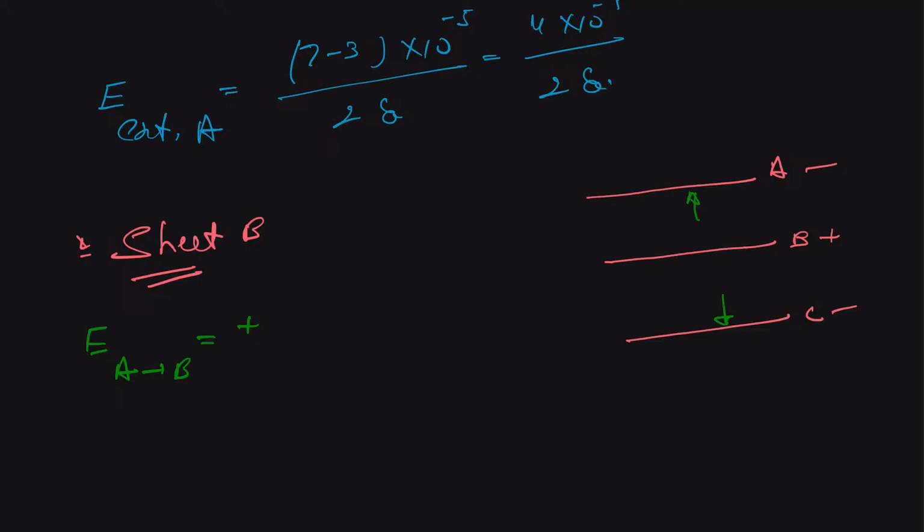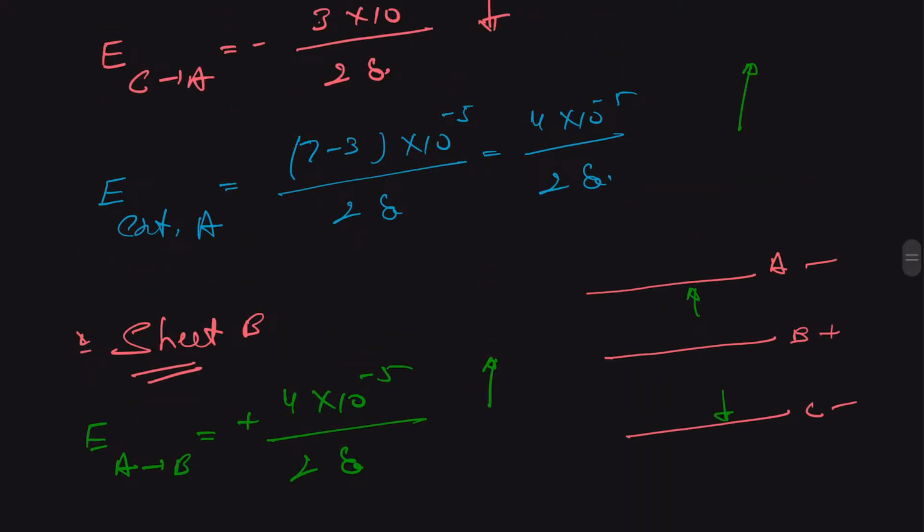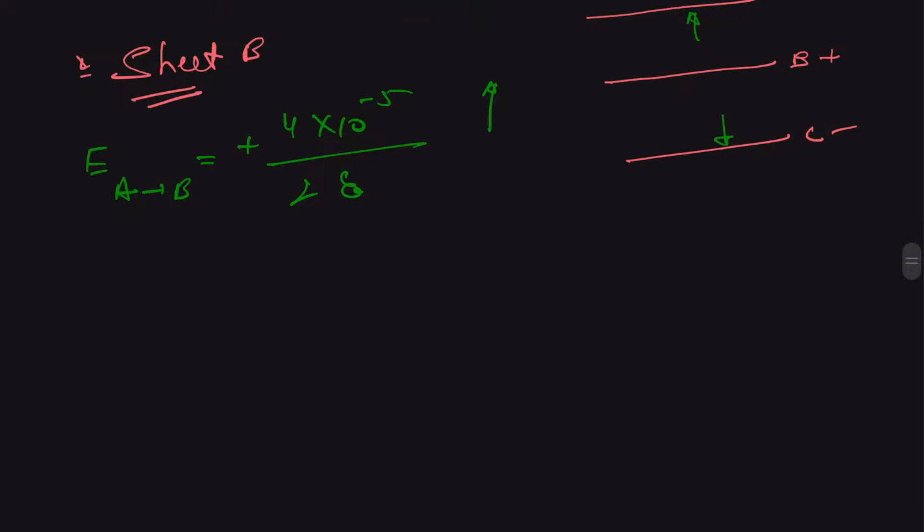Okay. So this comes as a plus, and this is 4 into 10 to the power minus 5 divided by 2 epsilon naught. Okay, and direction is upward. I forgot to mention that we are going to take upward as positive, and downward we are going to take as negative. And then we come to our electric field because of C on B, which comes as minus 3 into 10 to the power minus 5 upon 2 epsilon naught, and direction will be downward.